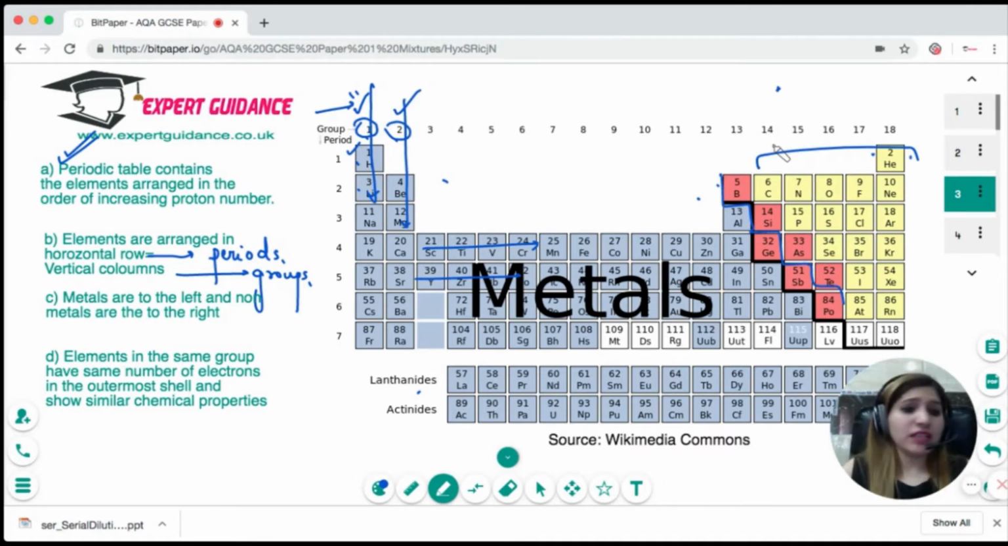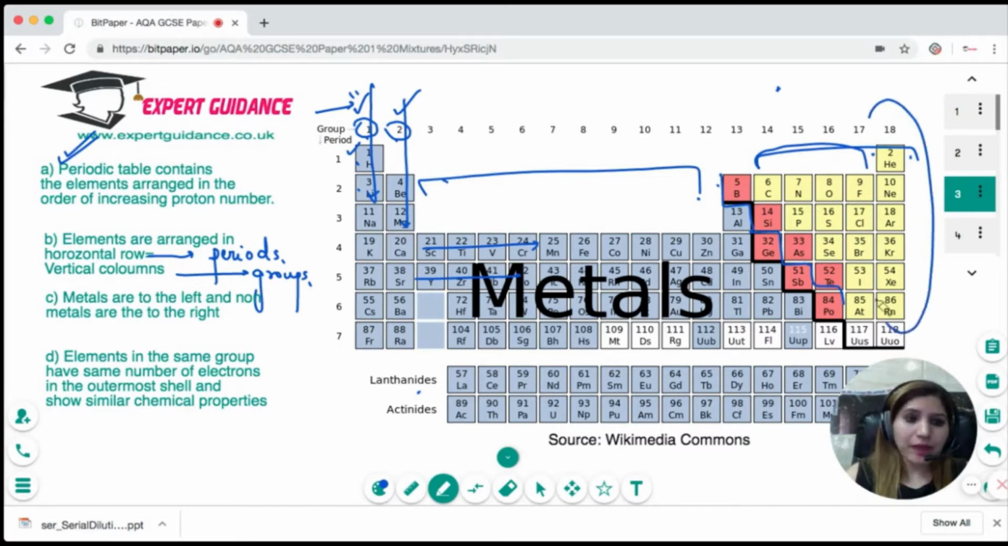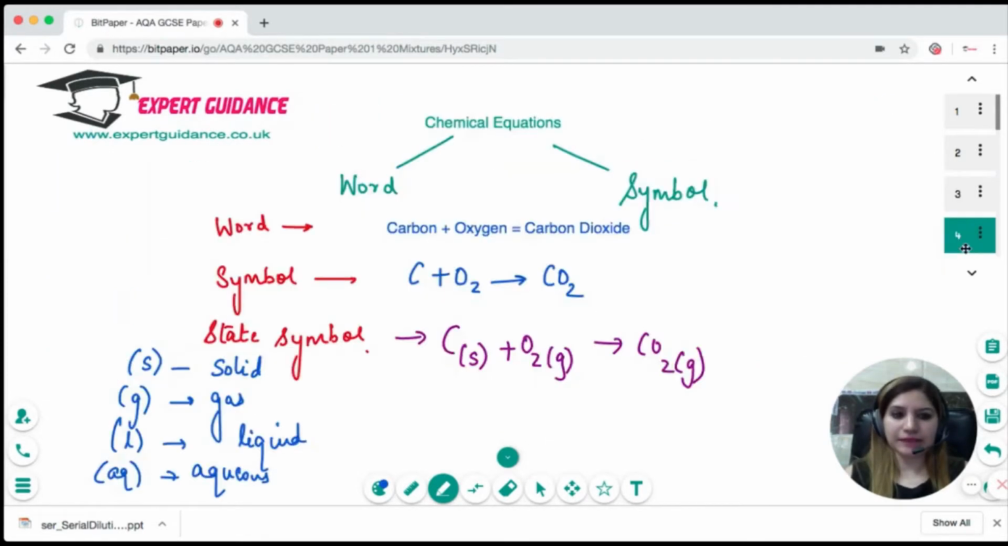If anybody asks you to give an example of a metal, you can give any example from this group. If somebody asks you to name a non-metal, you can give anything from this group. And the last is group 8, the noble gases. Noble gases means they do not react, and we will look into why they do not react in subsequent videos. So this is just the basics of the periodic table, the information you can get just by a glimpse of it.